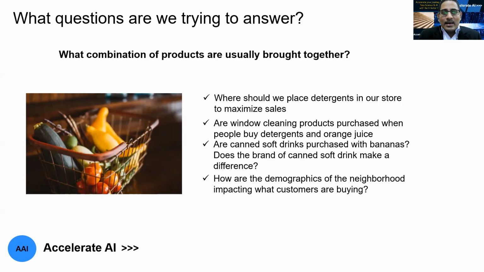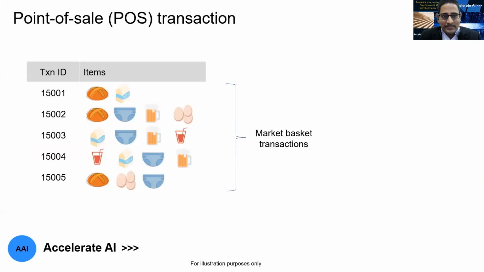Another example question could be, are canned soft drinks purchased with bananas? Does the brand of canned soft drink make a difference? Then accordingly, they can plan and act that way. How are the demographics of the neighborhood impacting the customers who are buying this? So a lot of these questions look into the combination of products usually bought together, which is the premise of it.